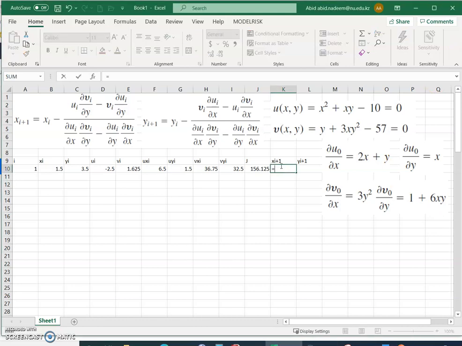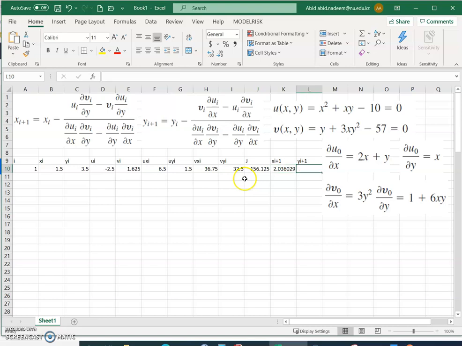So xi plus 1 we can calculate by this formula: xi minus the bracket of ui times vy, where vy is here, minus vi times uy, where uy is here, bracket close, divided by this Jacobian. So it will be 2.06.